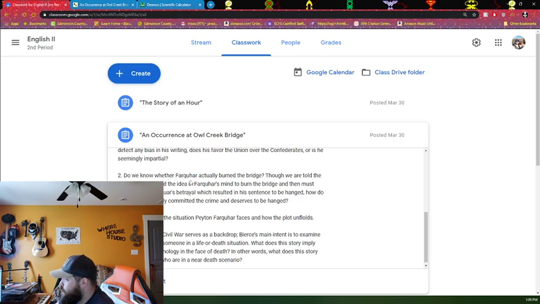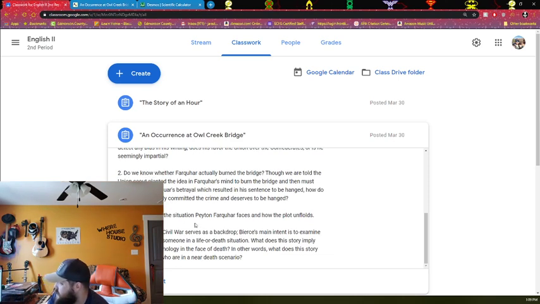Number 2, do we know whether Farquhar actually burned the bridge? Though we are told the Union scout planted the idea in Farquhar's mind to burn the bridge, and he must have reported Farquhar's betrayal, which resulted in his sentence to be hanged. How do we know he actually committed the crime and deserved to be hanged? So, try to find evidence in the story that he actually burned the bridge.